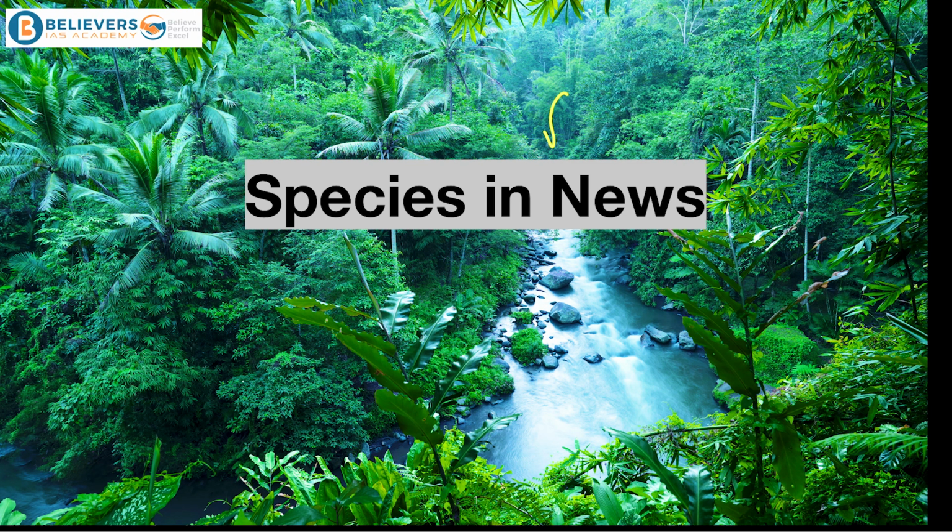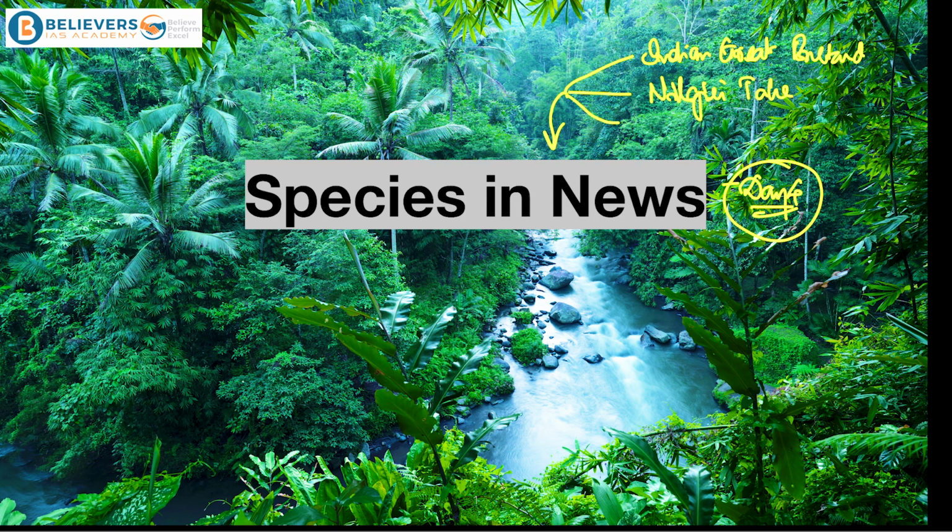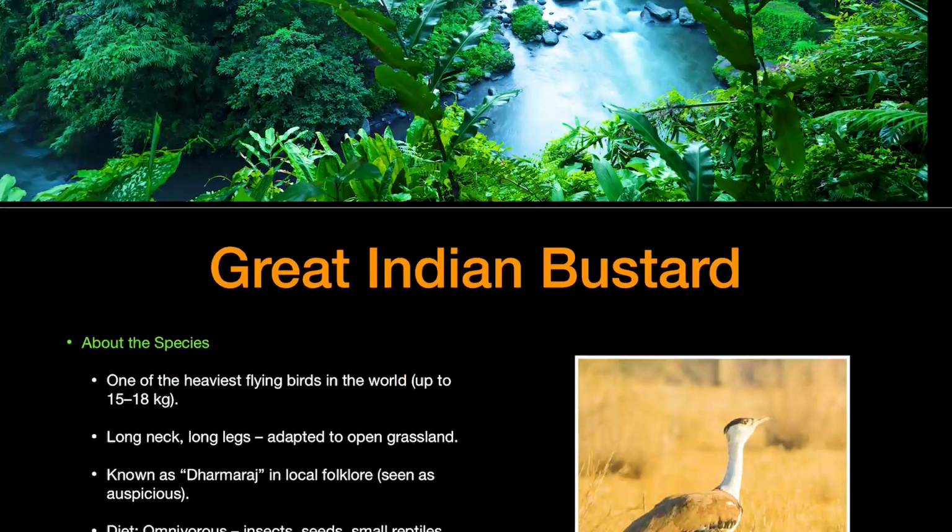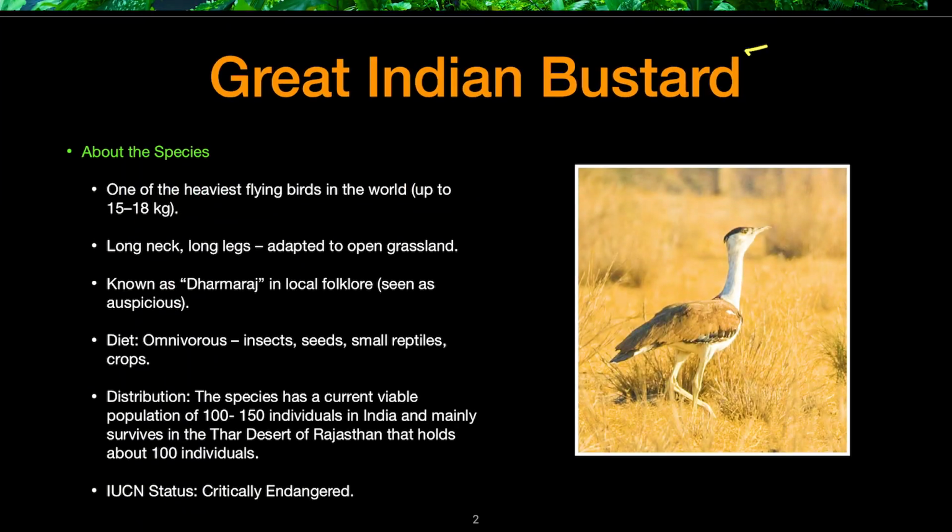In today's topic, we will be continuing the species in news series, and this is day 4 of the discussion of species in news. Here we will be discussing three most important species. One is the Great Indian Bustard, followed by Nilgiri Thar, and then we will discuss another species of otter. In fact, we discussed one yesterday, so this is a different species of otter. So without any further delay, let's begin.